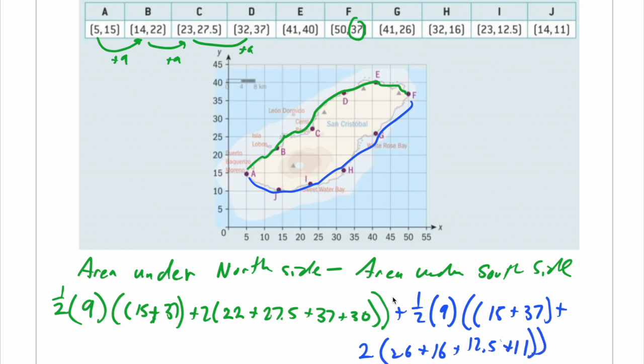Okay, so if you type all that in your calculator, and actually I should have written a subtract sign here. Subtract those areas. If you type all that into your calculator, you get an approximation for the area of the island.